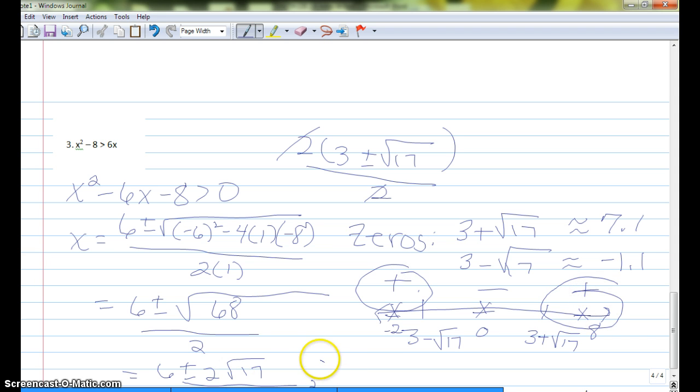So our solution is going to be from negative infinity to 3 minus the square root of 17, and from 3 plus the square root of 17 to infinity. Okay, so that's how we solve quadratic inequalities.